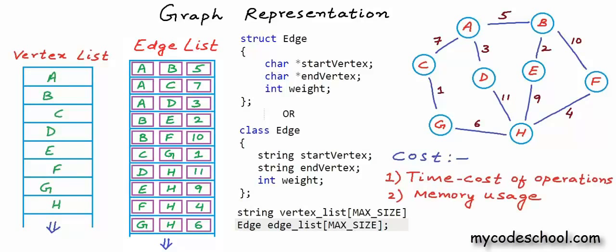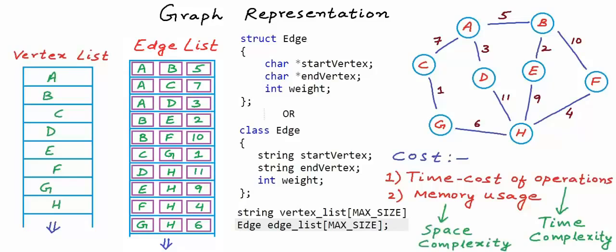Typically, we measure the rate of growth of time taken with size of input or data, what we also call time complexity. And we measure the rate of growth of memory consumed with size of input or data, what we also call space complexity. Time and space complexities are most commonly expressed in terms of what we call big O notation. For this lesson, I'm assuming that you already know about time and space complexity analysis and big O notation.